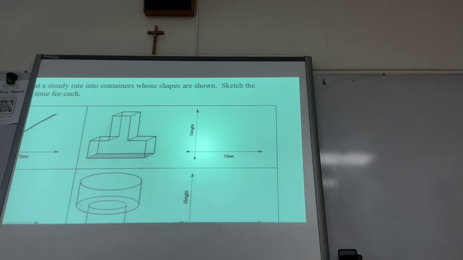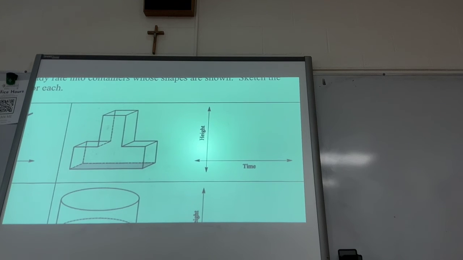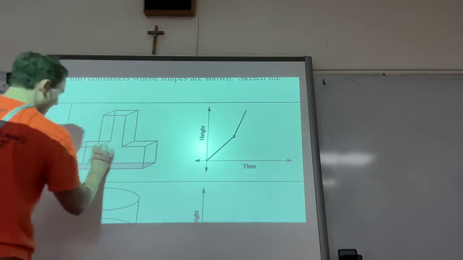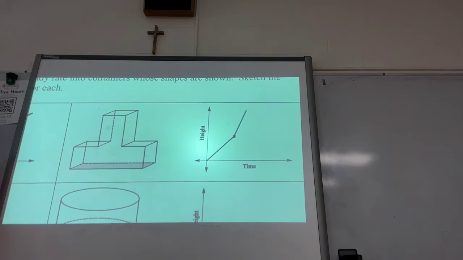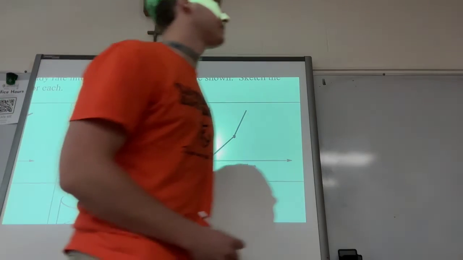Okay. If we look at this one, what's going to happen? It's going to start out increasing at a constant rate, right? Then what's going to happen to the rate? It's going to speed up, right? Why does it speed up? Right, it takes less water. Once we get to the base of the T, it takes less water to actually increase the height. So if the rate at which it's being poured in stays the same, then the height's going to increase faster, okay?